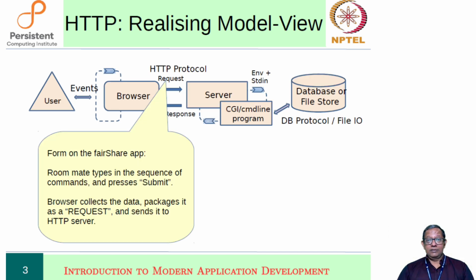We saw that in action when the form interface of our FairShare app accepted a sequence of commands that otherwise were actually done on the standard input of your terminal. Your roommates typed in a sequence of commands and finally pressed submit. This formed the request aspect of the HTTP protocol from the browser to the server. The browser collected the data that was there in the form, packaged it as a request, and sent it over to the server.